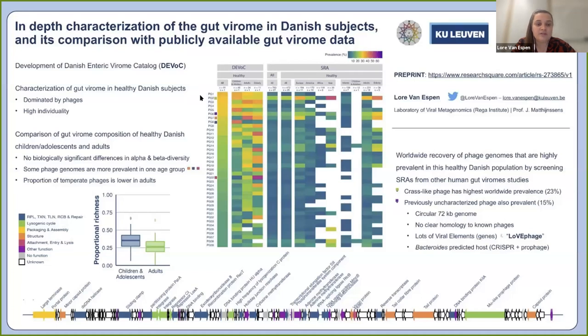The phage that was obviously recovered the most was a crAss-like phage, the green one in the heat map. And then the second most prevalent phage genome, the purple one in the heat map, was a previously undescribed phage with a prevalence of 15% in the SRAs. And we named it the love phage, and its genome is visualized at the bottom of the slide.